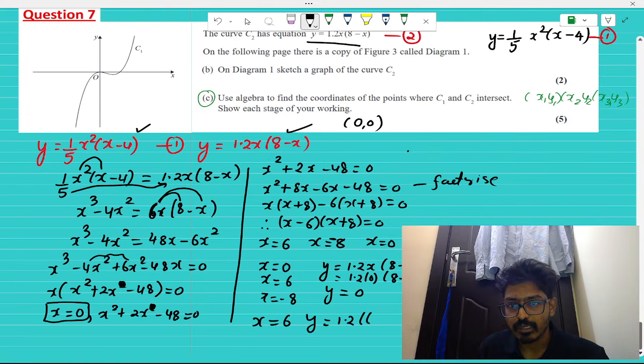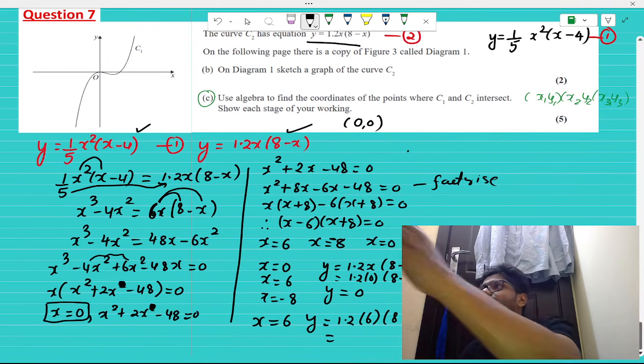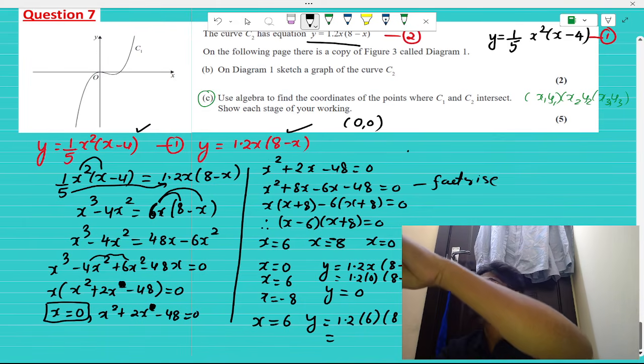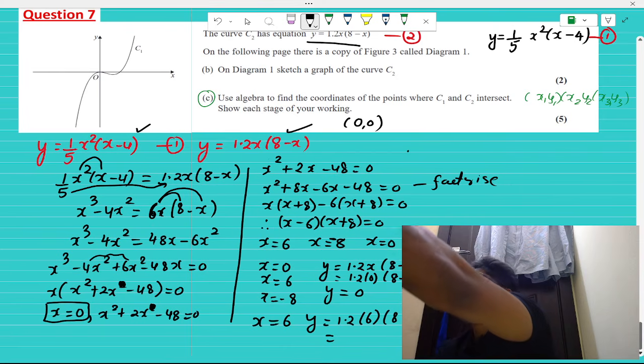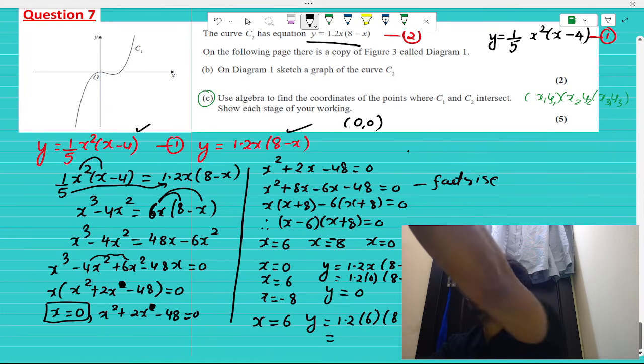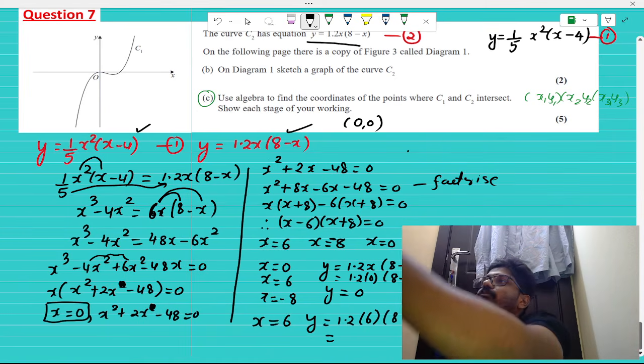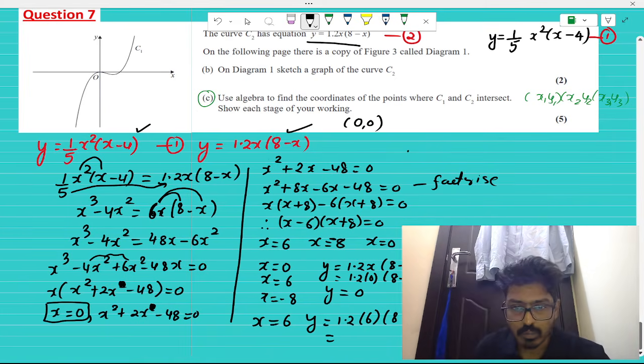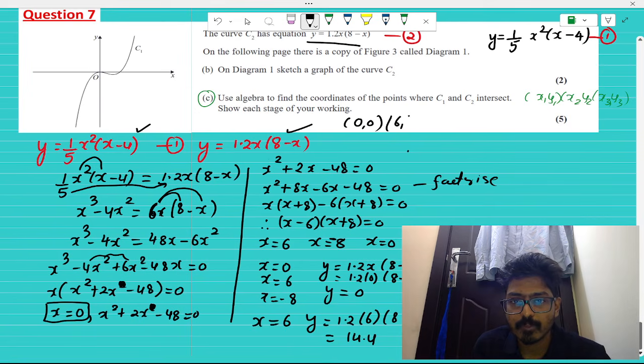times 6 times 8 minus 6. Upon calculation, I have already calculated here, we get our value as 14.4. So our y value will be 14.4. So our second coordinate will be 6 and 14.4.